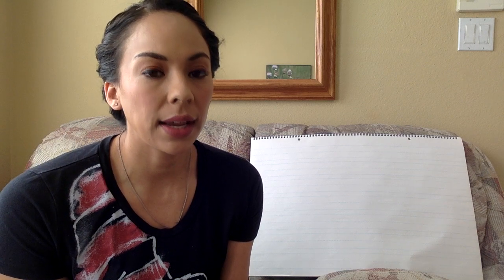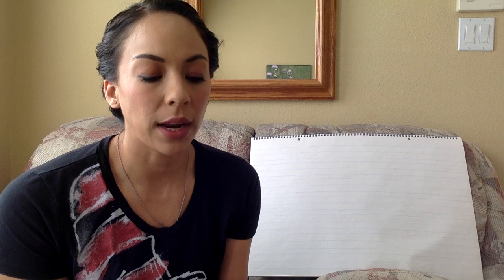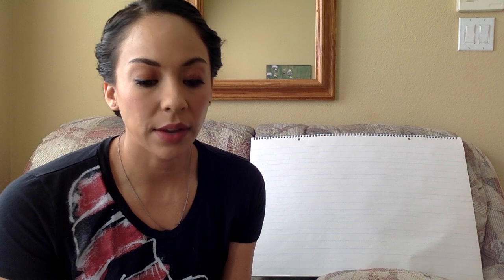Okay, the next sound is two letters. It's a vowel team, so two vowels. These two vowels together say A. What two letters say A? Write it down. The last sound is N. Got it? Okay, sound the word out. All together, blend it. What's the word? Grain, correct. Let's write it together.